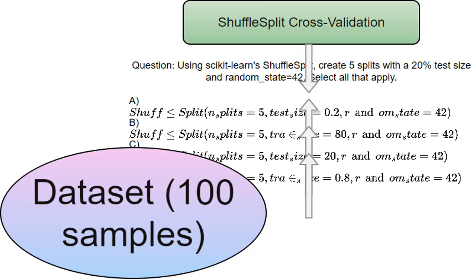I have a dataset with 100 samples. This is the total amount of data I'm working with. Knowing this is important because it allows me to verify that the number of samples for the test set and train set in each split are correct.